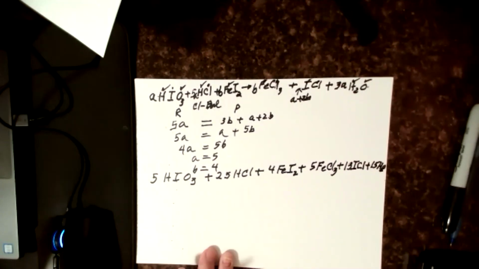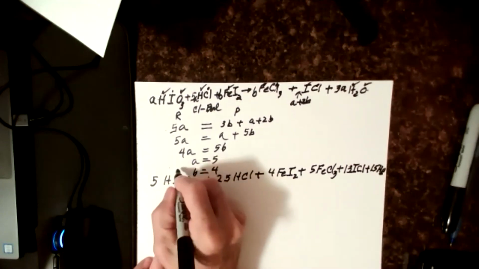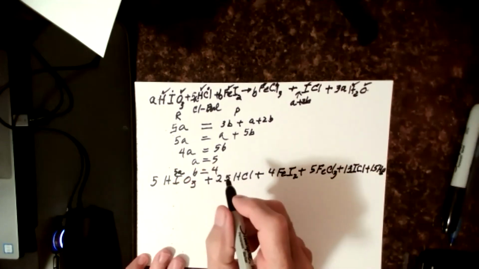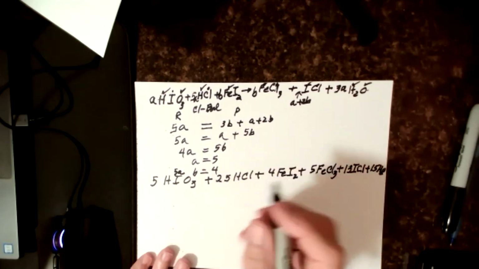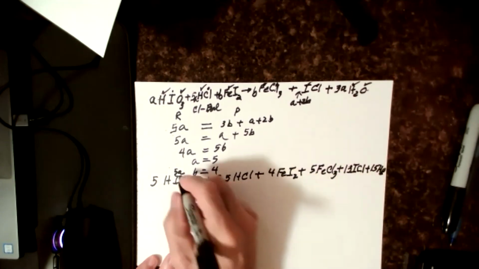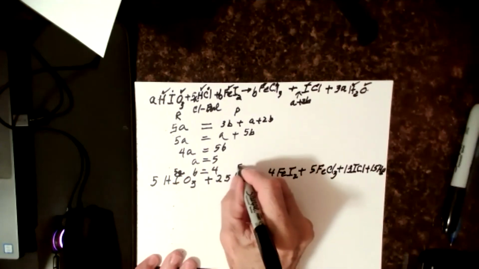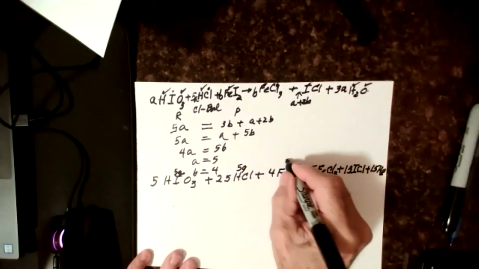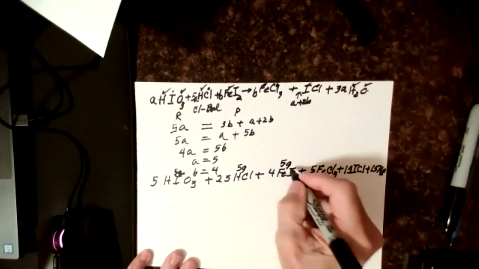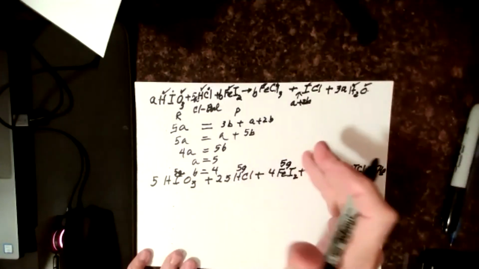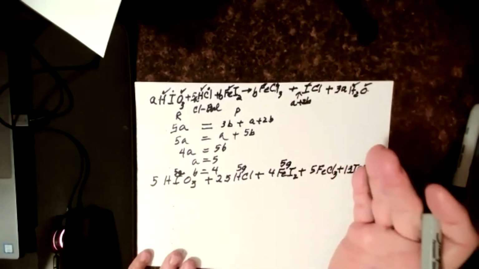Now, let's do this problem. We want 5 grams of each reagent. So I'm going to say I've got 5 grams of this. I'm going to show you the way I set it up that makes the rebalancing factor calculation easier. So I had 5 grams of this. I've got 5 grams of this and 5 grams of this. And I'm not worried about sig figs right now.